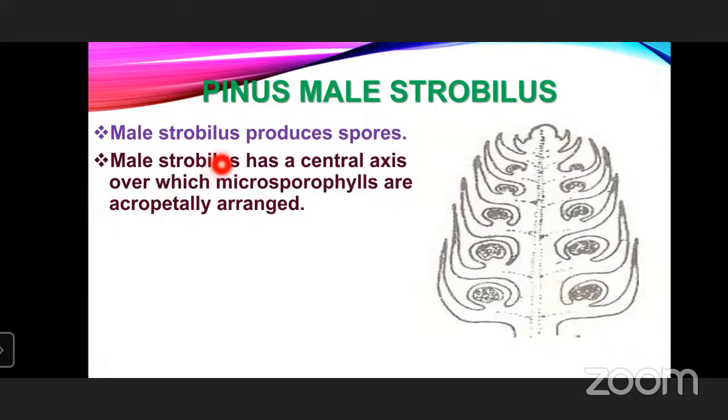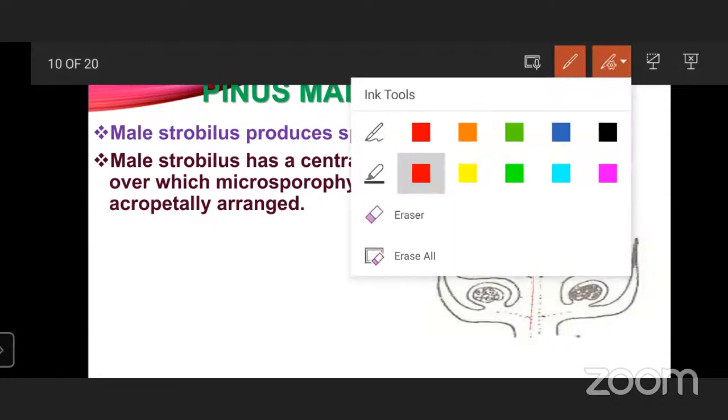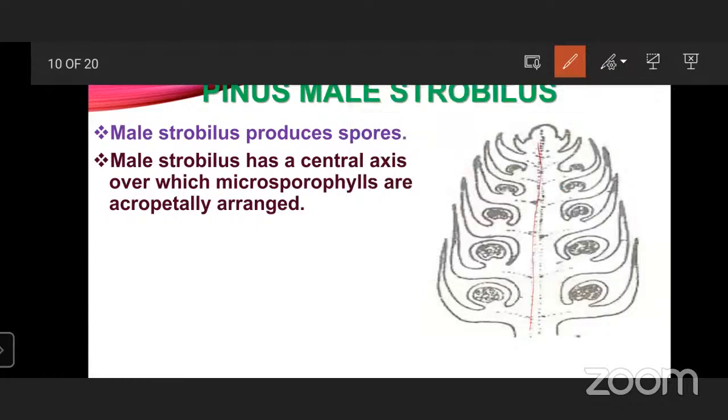Okay, male strobilus has a central axis over which microsporophylls are acropetally arranged. Once you observe the diagram, this is the central axis of the male strobilus, and on this central axis, a number of microsporophylls are acropetally arranged. These are the microsporophylls. They are arranged in acropetalous manner.